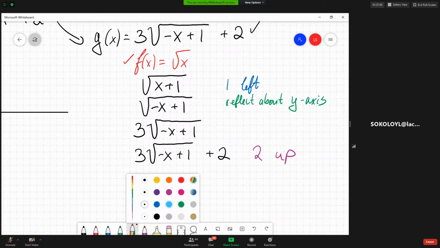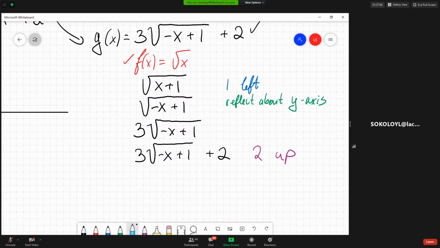I have light blue or something like that. See if that will work. So this is vertical flex by a factor of 3.